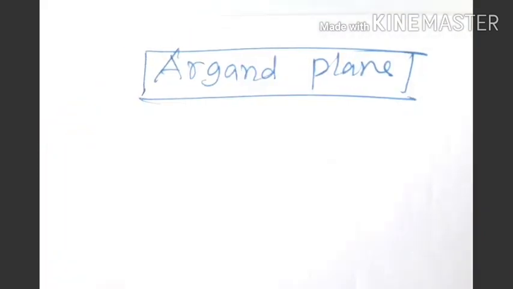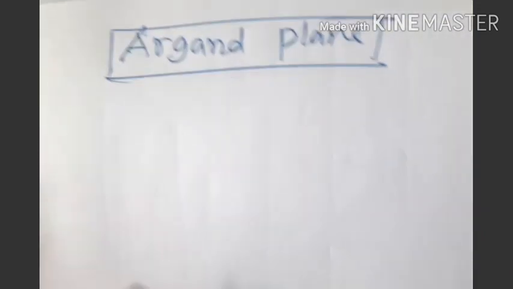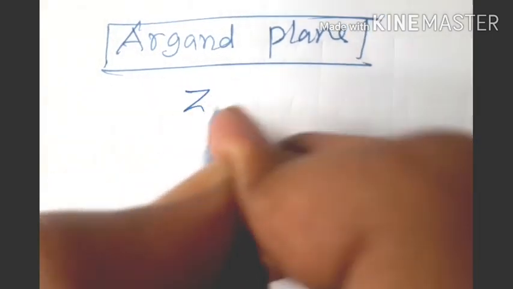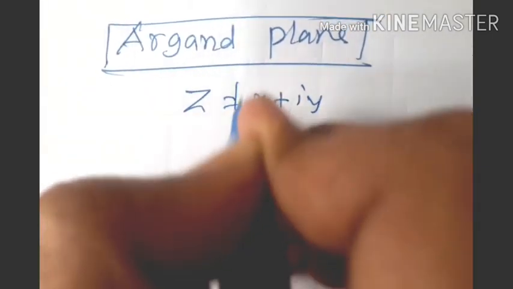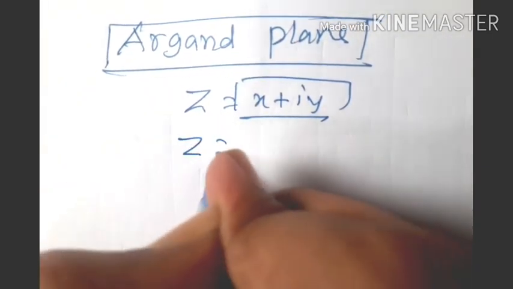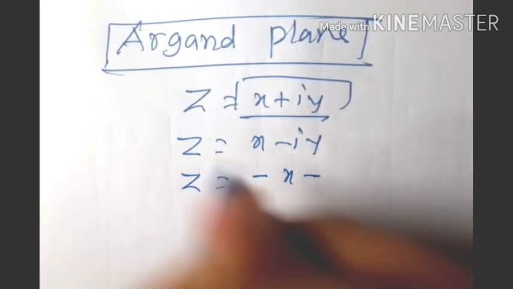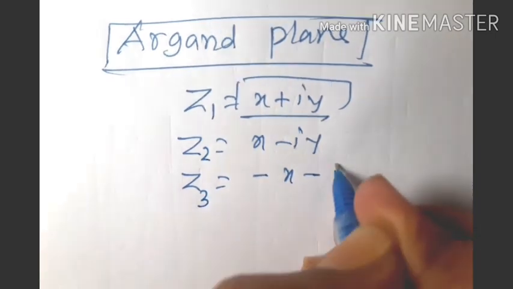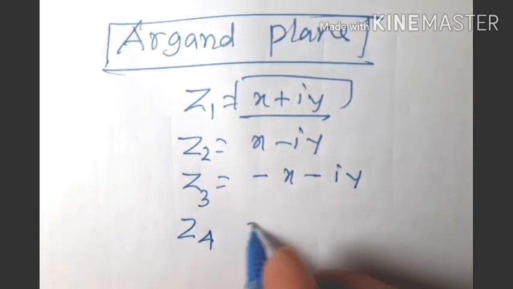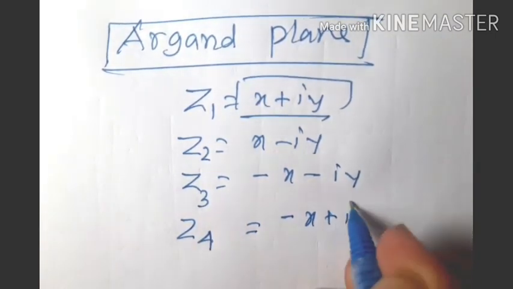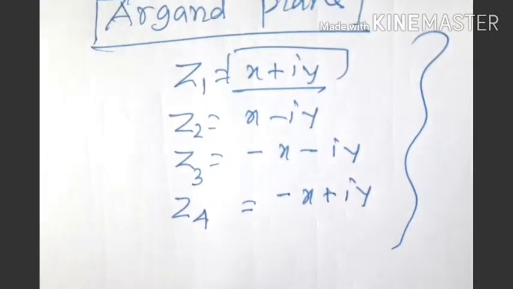Now let us discuss the Argand plane. The Argand plane is a plane where we can plot complex numbers from the geometrical aspect. Suppose I am taking one complex number z equal to x plus iy. It may be another complex number x minus iy. Again I am taking another, suppose it is z1, z2, z3 as minus x minus iy, and z4 as minus x plus iy. These are 4 different complex numbers.